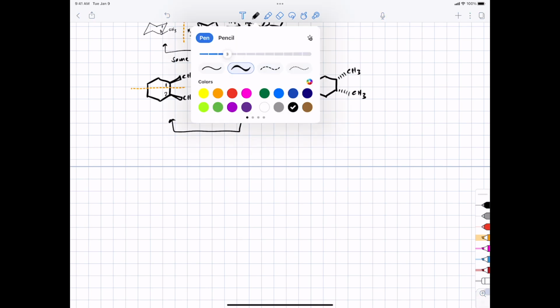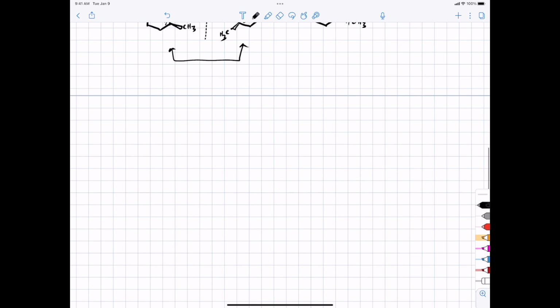Are these stereocenters? Let's see. Are those stereocenters? Well, it depends, because you didn't draw dashes or wedges.